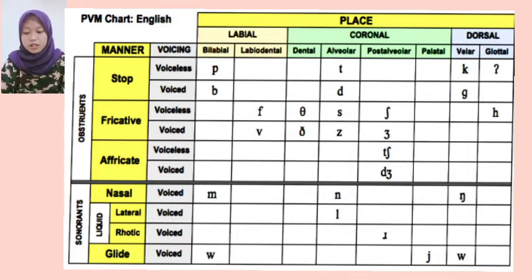Okay. The last part of manner is glide. Glide only has one way of voicing, and it is voiced. There are only 3 sounds in glide. They are r, y, and w.